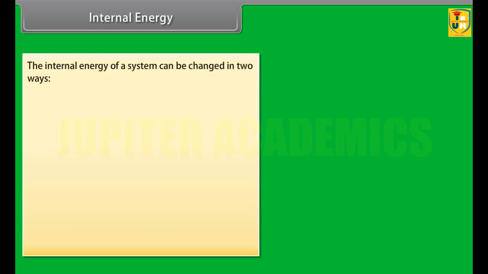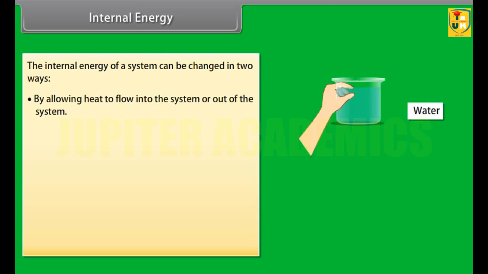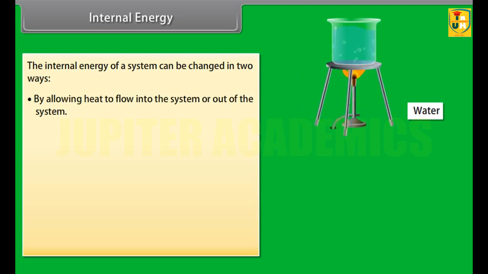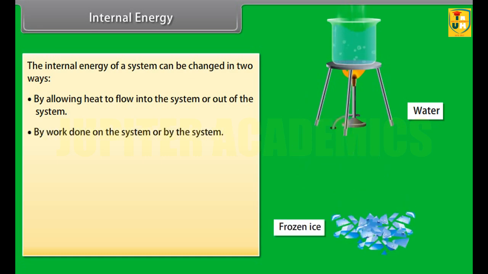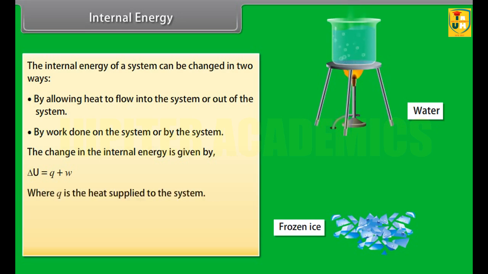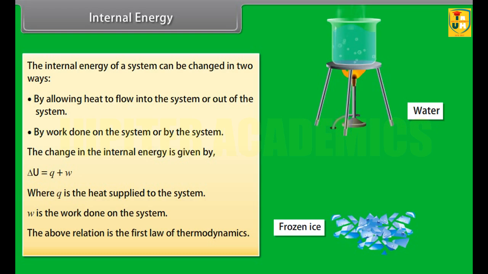The internal energy of a system can be changed in two ways: by allowing heat to flow into the system or out of the system, and by work done on the system or by the system. The change in the internal energy is given by delta U equals Q plus W, where Q is the heat supplied to the system and W is the work done on the system. The above relation is the first law of thermodynamics.